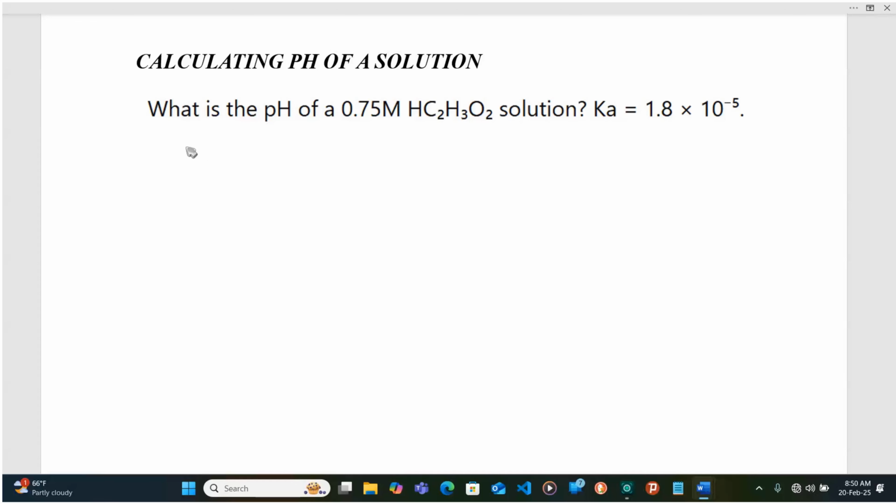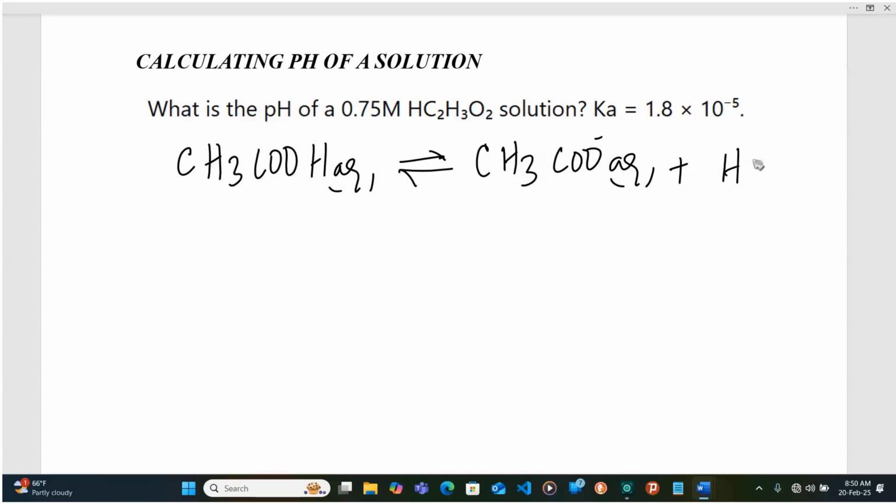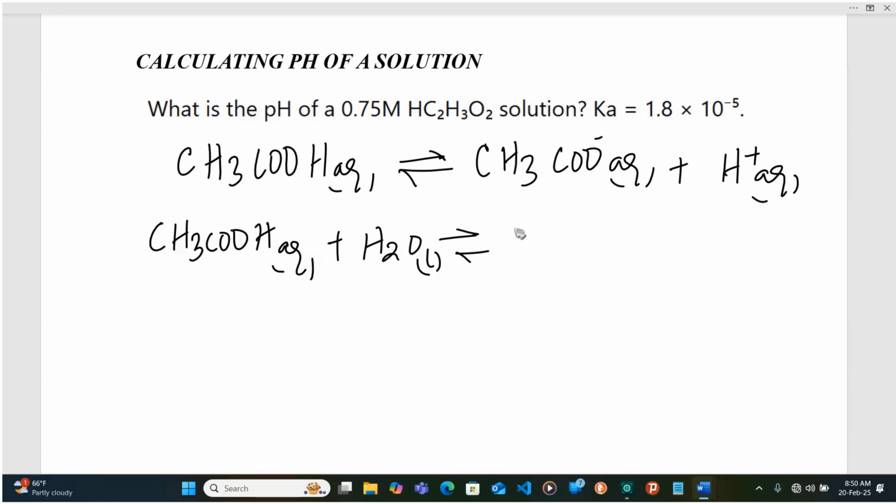So let's look at the dissociation of this weak acid. This is ethanoic acid dissociating to give ethanoate ions and some hydrogen ions. Another way to say it is you get ethanoic acid, dissolve it in water, and this forms ethanoate ions plus hydronium ion. All of this is still the same. Now what you are going to be using is ICE.